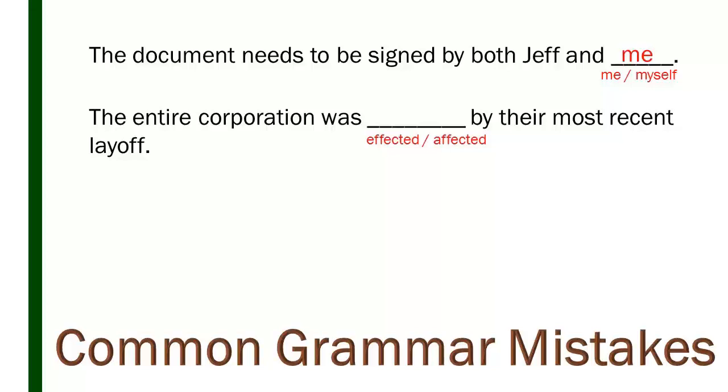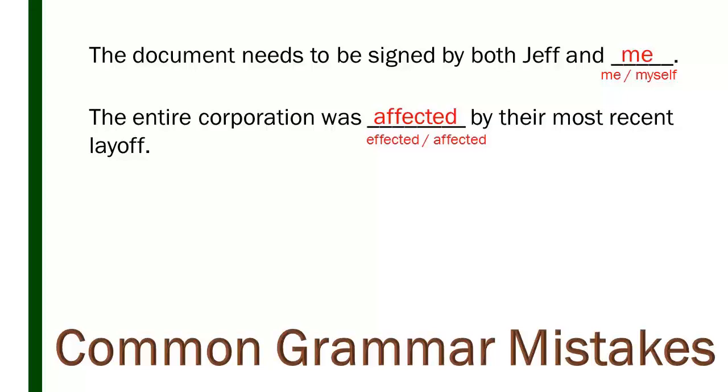It is important to understand the difference between effect and affect. Effect is often used as a noun. The effect of global warming is catastrophic. The effect in this sentence is a noun. Affect is your verb. Global warming was affected by human causes. Affect is your verb. So as you can tell in this example, we need a verb. The entire corporation was affected by their most recent layoff.